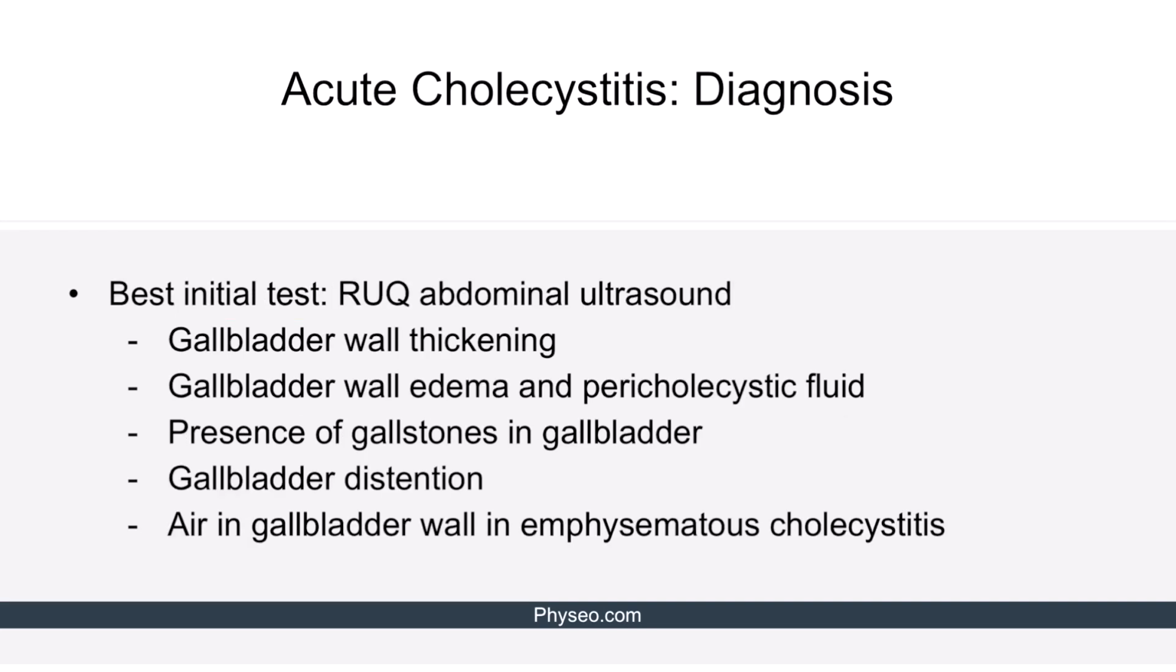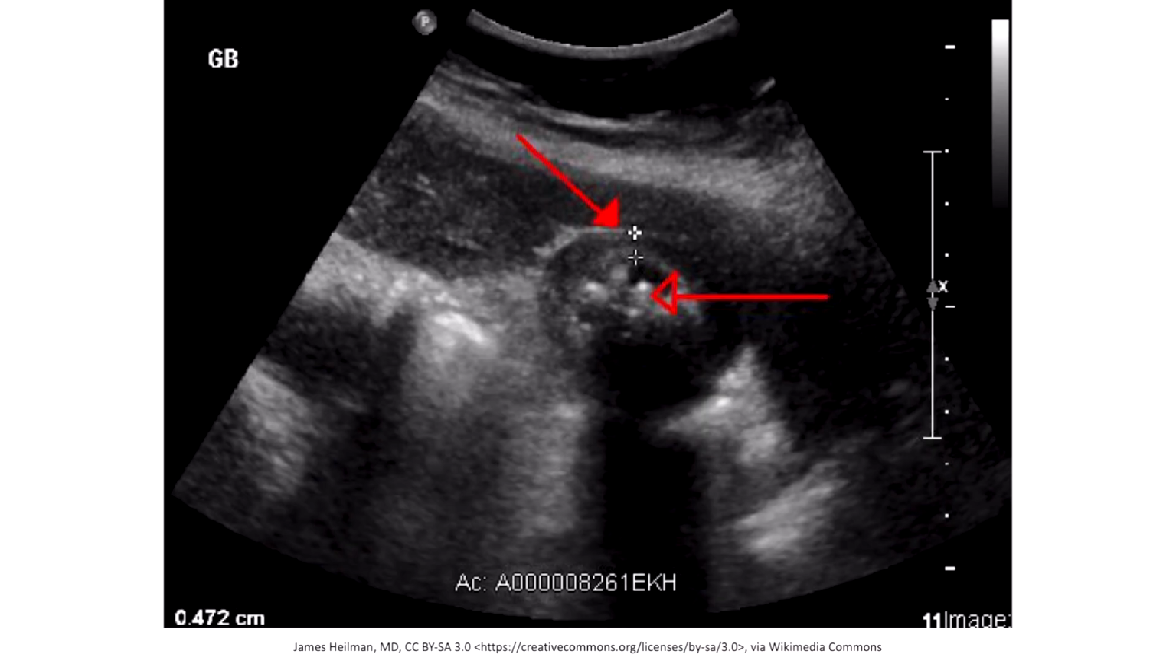When there are clinical signs and symptoms of cholecystitis, the best initial test is to perform a right upper quadrant ultrasound. Findings that are suggestive of cholecystitis on ultrasound include gallbladder wall thickening, gallbladder edema, and pericholecystic fluid due to congestion, presence of gallstones, distension of the gallbladder due to obstruction, and possible air within the gallbladder wall in emphysematous cholecystitis. This is an image of an ultrasound of cholecystitis showing gallbladder wall thickening secondary to inflammation.